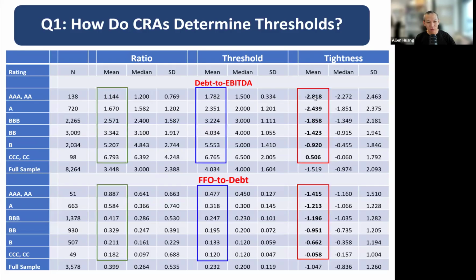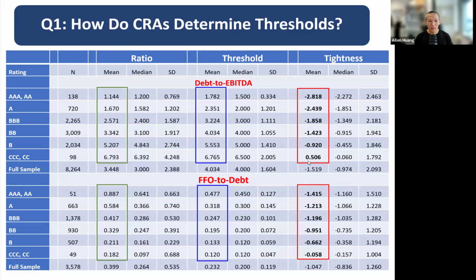And interestingly, if you look at the last column over here, how tight the ratios are, it seems that companies with better credit ratings are given looser thresholds. Okay, they're given looser thresholds, meaning that their thresholds are further away from their current level compared to the companies receiving worse credit rating levels. And we see the same patterns here for the FFO to debt ratio.